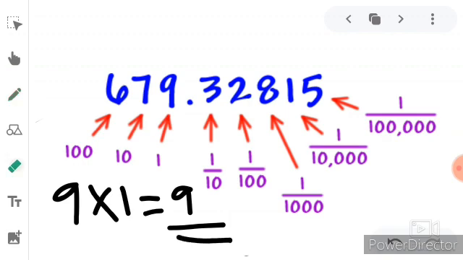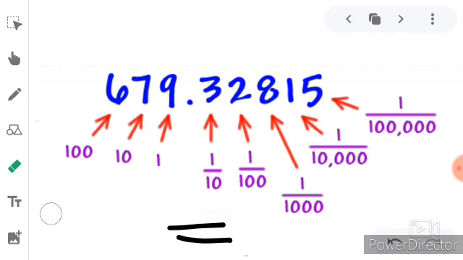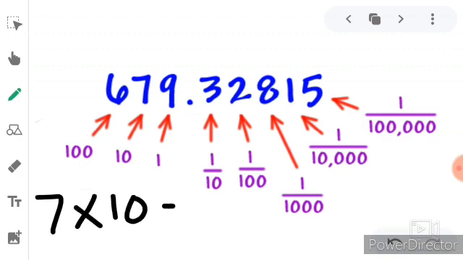Now the next one is 7, means we will have to find out the value of 7. So 7 is present on which place? 7 is present on tenth place. So whenever the number is present on tenth place, we'll have to multiply that number by 10. So 7 multiplied by 10 is equal to 70. So 70 is the place value of 7. You know that because you have learned in the previous classes.